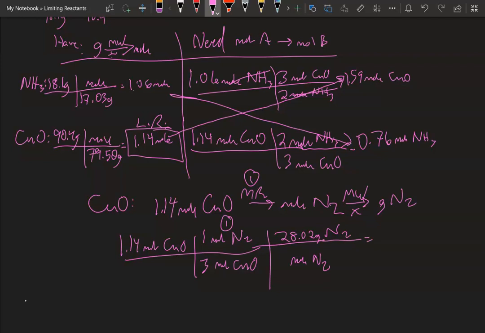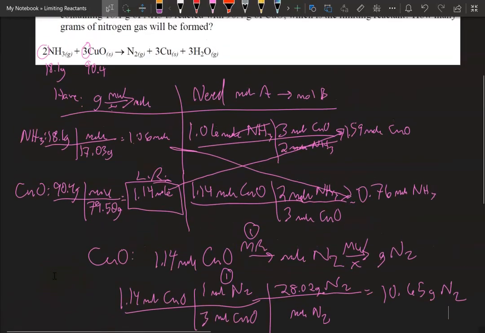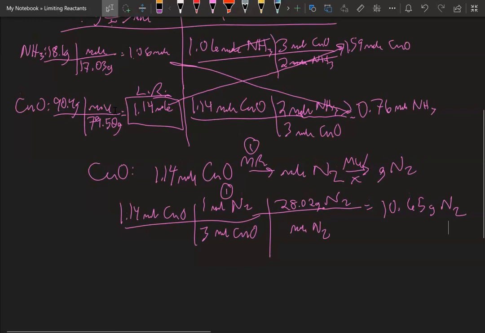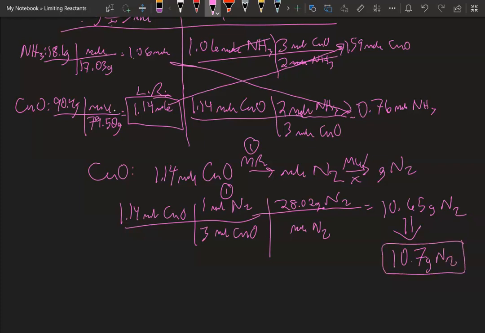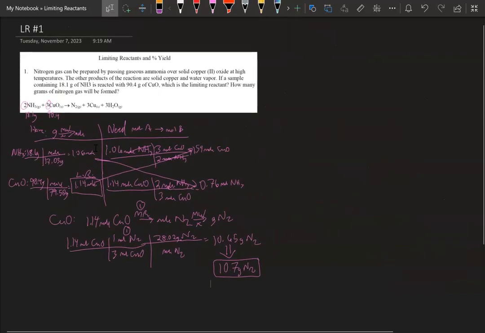Now I'm going to take the calculator, take the 1.14 and divide it by the 3, and then times that by 28.02, and what we end up with is 10.65 grams of N2. So that's the answer, but I want to check the sig figs here. It needs to be 3 sig figs, so this answer is going to be rounded to 10.7 grams of nitrogen. Now that's problem 1 in the limiting reactants worksheet.